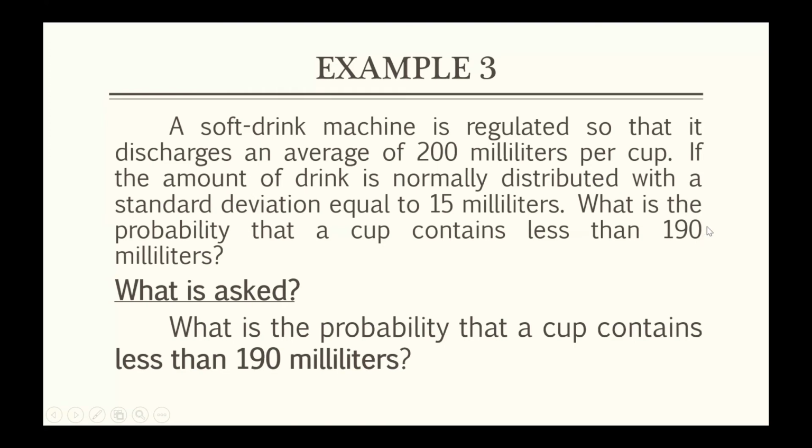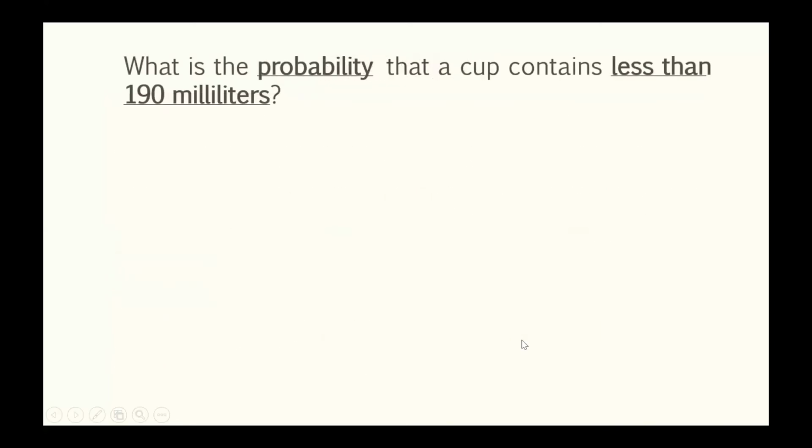So, hindi lang simple kung kunin natin yung z-score or standard score, but we are going to determine the probability or the area that a cup contains less than 190 milliliters. So first, we are going to determine the given in the problem if we have this unknown. Based from the problem, our mean is 200 milliliters per cup. The standard deviation is 15. And the raw score that is in the unknown or in the question, we have here the 190 milliliters.